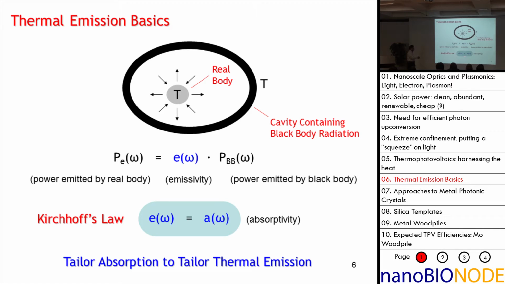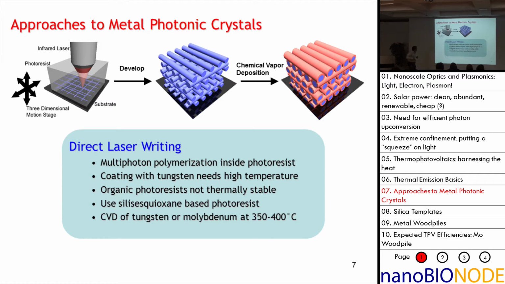So very simply put, if you want to tune the emission of this thermal emitter, you simply have to tune the absorption, and the emission and the absorption are essentially equal. So if we want to tailor thermal emission, let's try to tailor absorption.